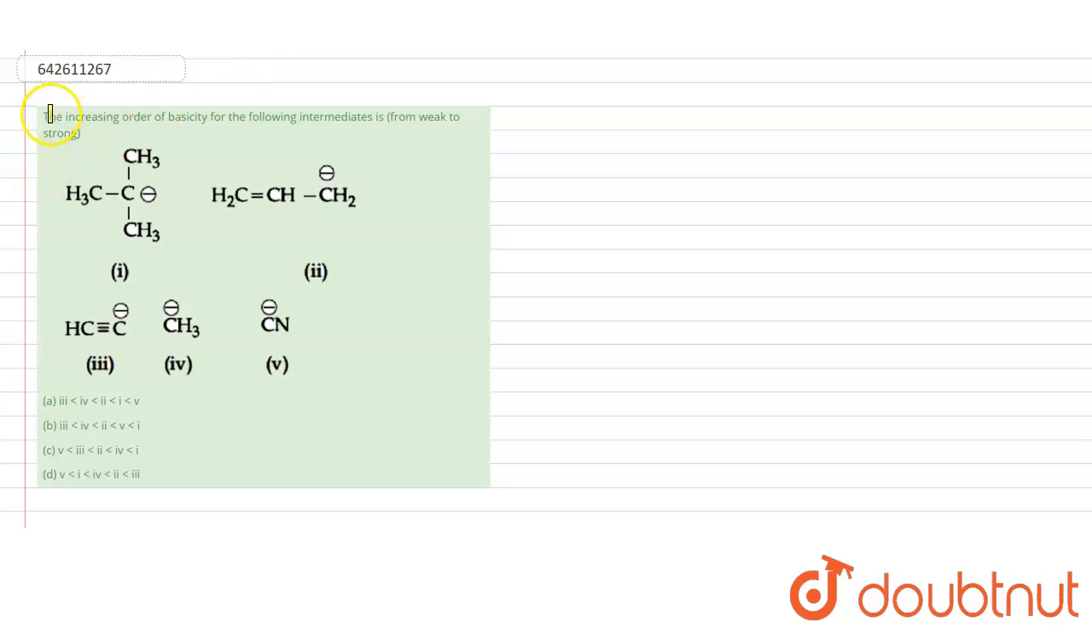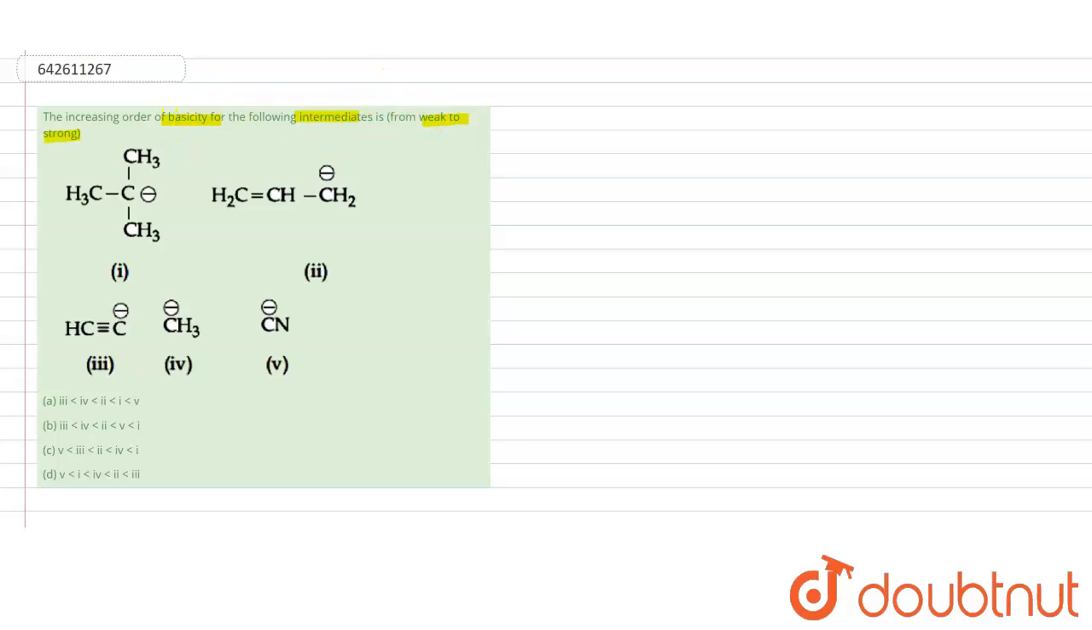Hello. So the question is saying: arrange the following intermediates in increasing order of basicity. So from weak to strong. First we have to arrange the weakest, and finally we have to arrange the strongest. That means first comes weak, and in the last comes strong. So now we have to arrange the basicity order.